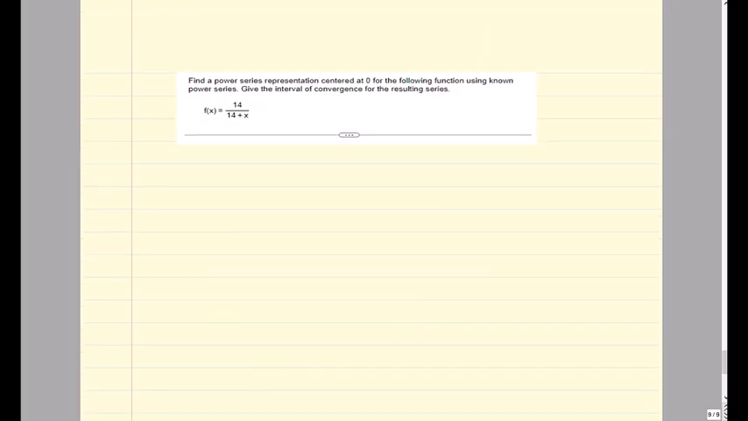So that would be my solution there. Got a little bit long. Okay, last one. Find a power series representation centered at 0 for the function using a known power series, and we can come up with our own here, and give the interval of convergence.